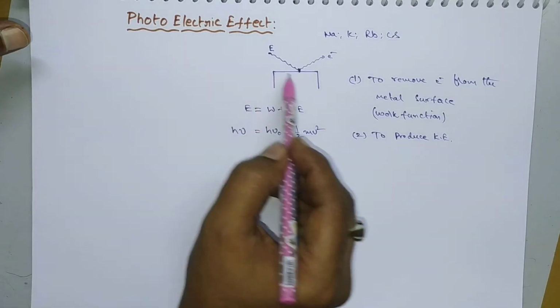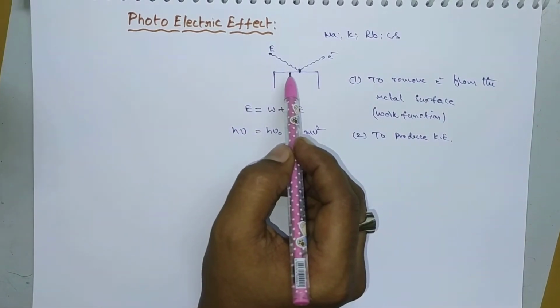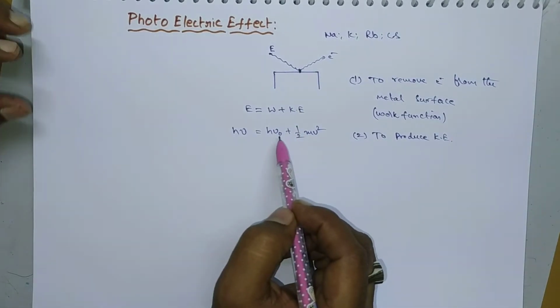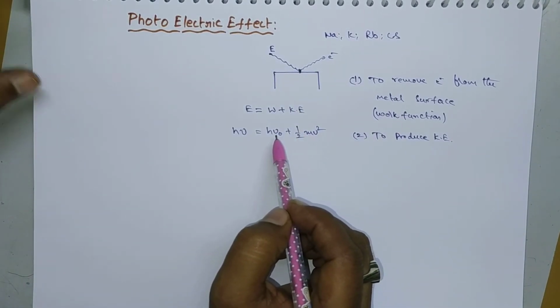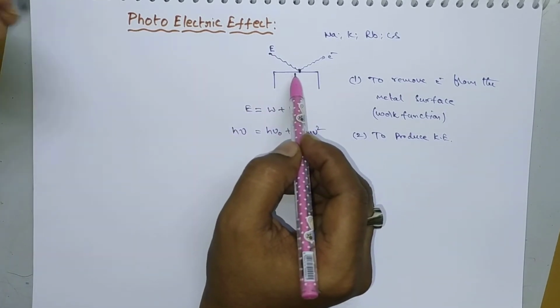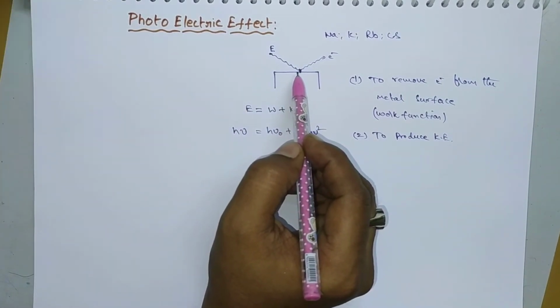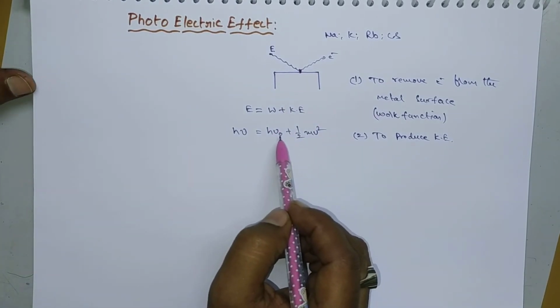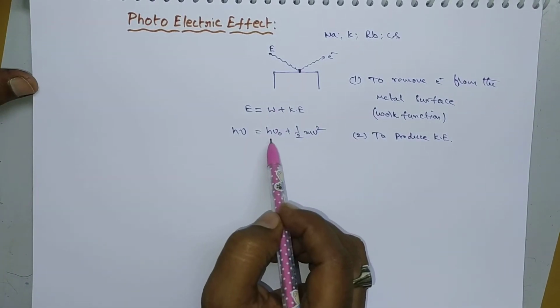That radiation should possess some minimum frequency which is used to eject the electron. So that minimum frequency is called threshold frequency. The frequency of incident radiation which can remove the electron from the surface of the metal is called threshold frequency. So nu naught is called threshold frequency and W is called work function.